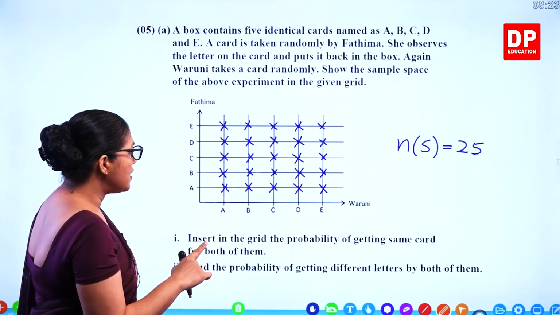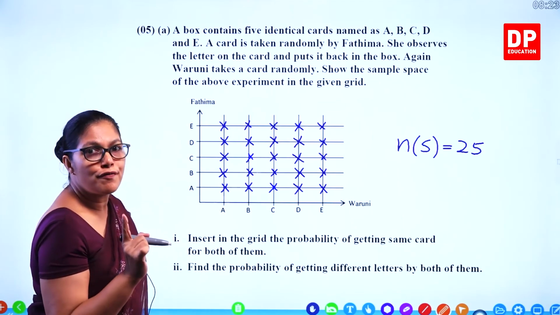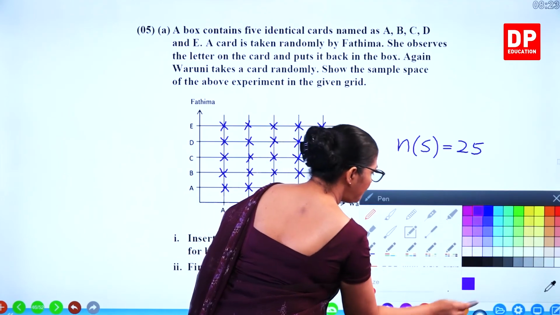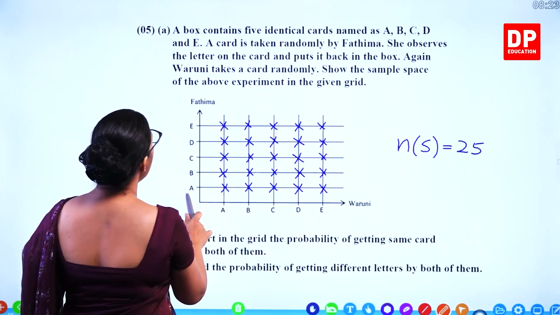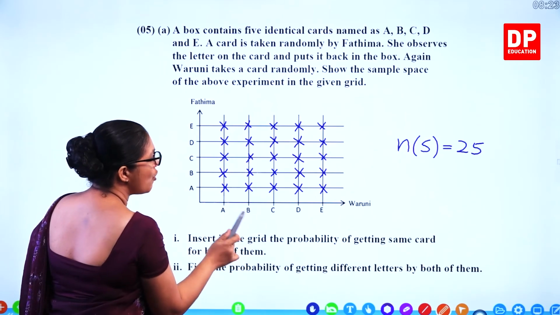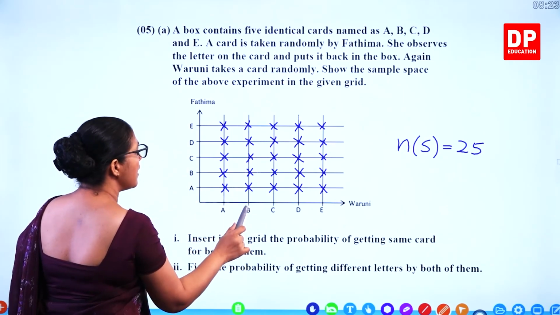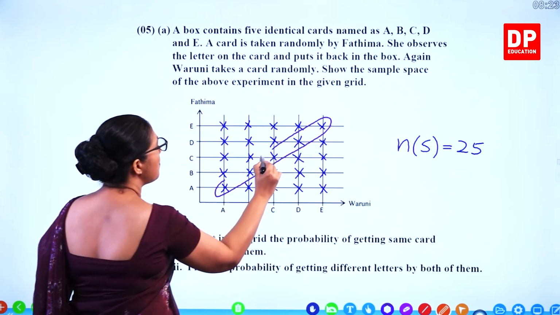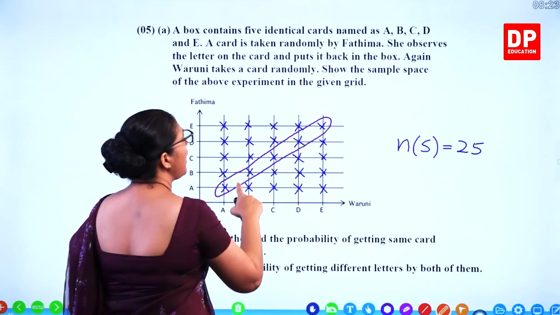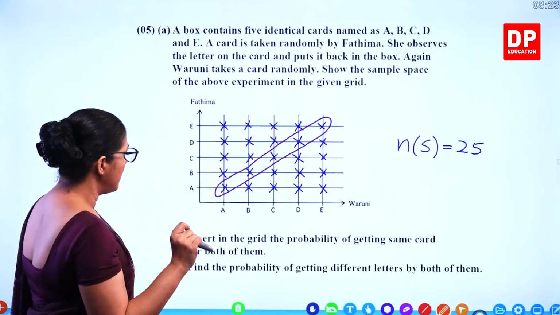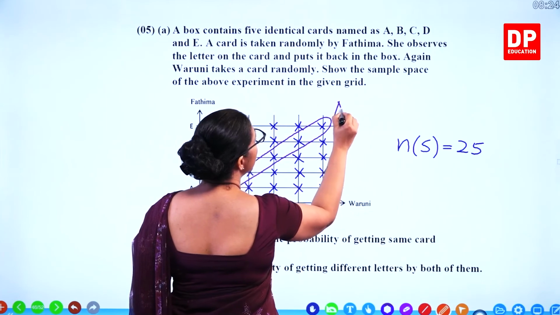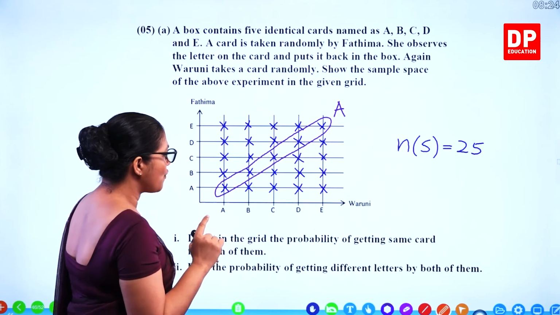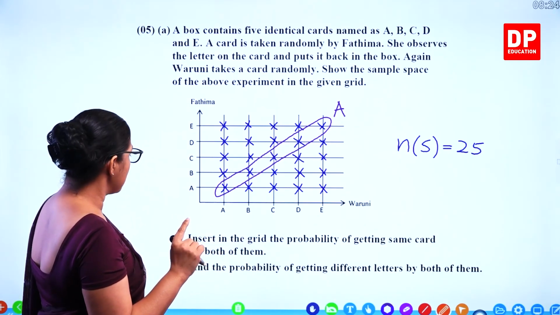Insert in the grid the probability of getting the same card for both of them. So what are the possibilities to get the same card? That means Fatima is getting A with Varuni also getting A. B with B. So when you mark it, this is the possible path to get the same card. So we'll mark this as A. So this is getting the same card. So that's the first part.